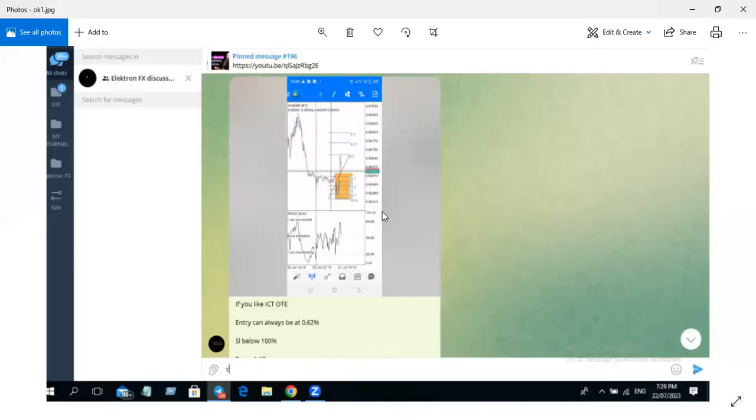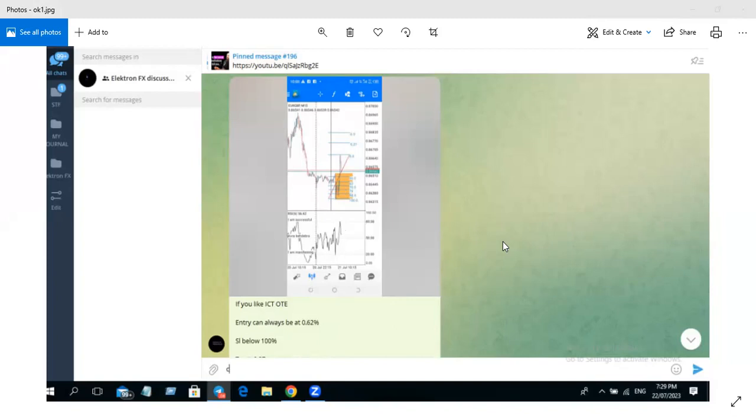This was actually in my paid mentorship group. But you can see that the market was coming down to my POI. You can see how price came in. I told them that if you like ICT, entry can be at 62%. You can see I entered. I gave the indication before I did my short, and then you can also see after the trade played out, it played out rather handsomely. It was a very amazing trade.